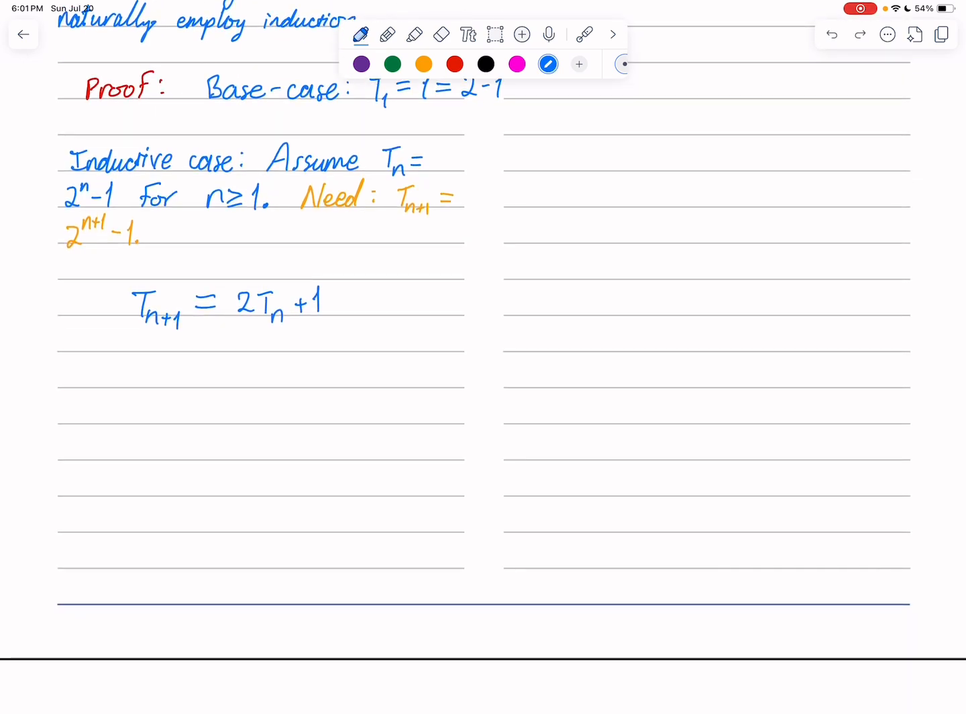Next, what can we say? Well, right now we are assuming that the inductive hypothesis holds, namely that t sub n must itself equal 2 to the n minus 1. That's the assumption for the inductive case. So we can then do a substitution. We can replace t sub n with what we are assuming it is equal to, which is 2 to the n minus 1. So we get this.